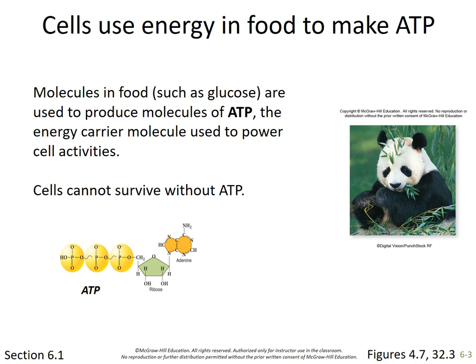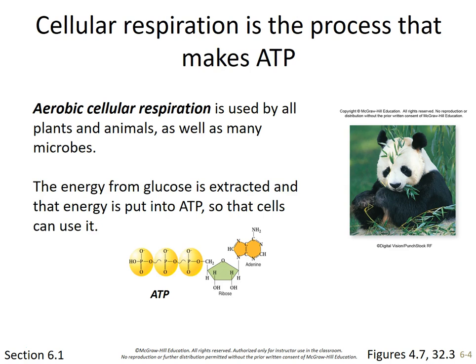Molecules in food, including glucose, produce molecules of ATP. ATP is the energy carrier or energy currency used to power cellular activities. Cells need ATP to survive and perform certain functions. You can see the chemical structure of ATP at the bottom here. You've got three phosphate groups, the adenine group, and the ribose sugar.